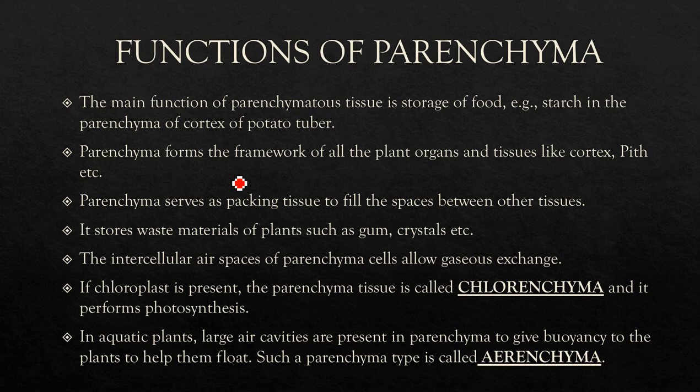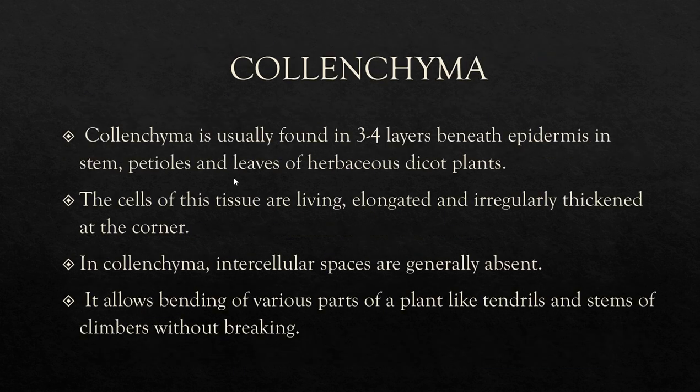There are two modifications. If chloroplast is present, these parenchyma tissues are then called chlorenchyma, and their main function is to perform photosynthesis. But in aquatic plants, there are some large air cavities present in these parenchyma, so they become buoyant and they help them to float over the surface of water. Such a parenchyma type is called aerenchyma. These are the modifications.